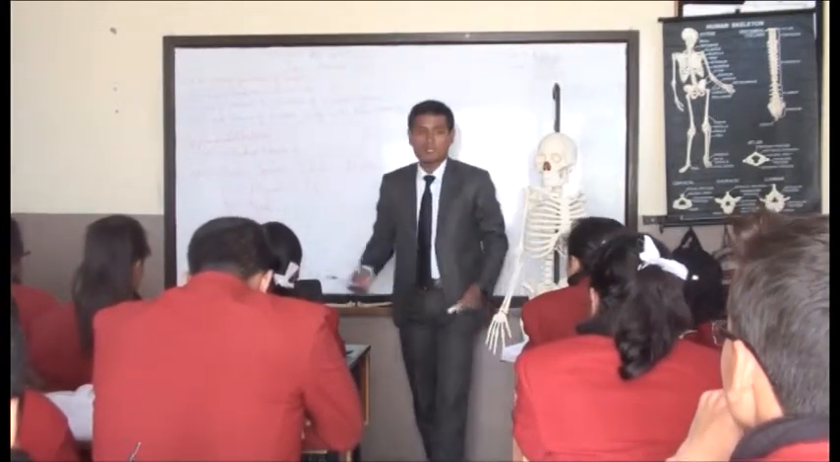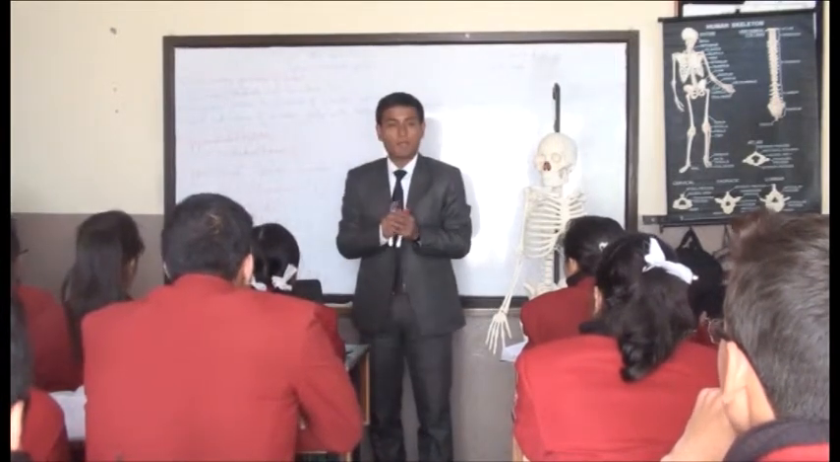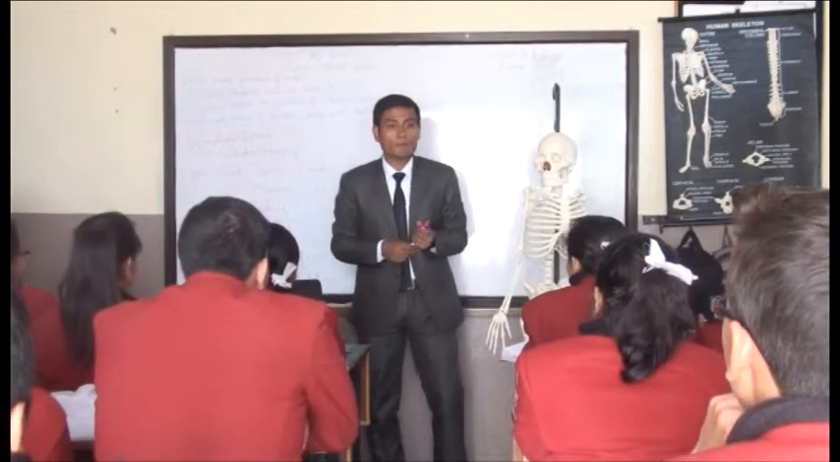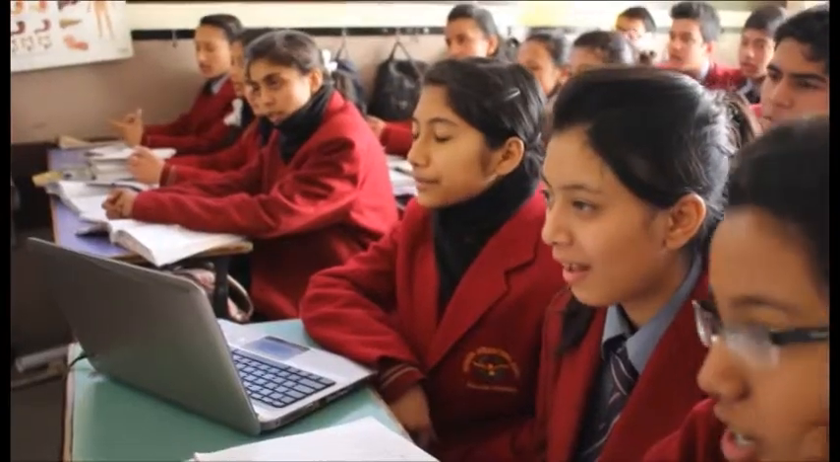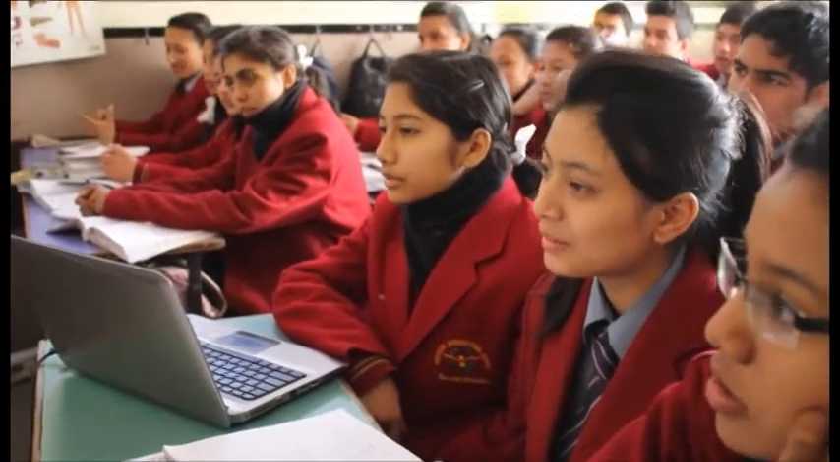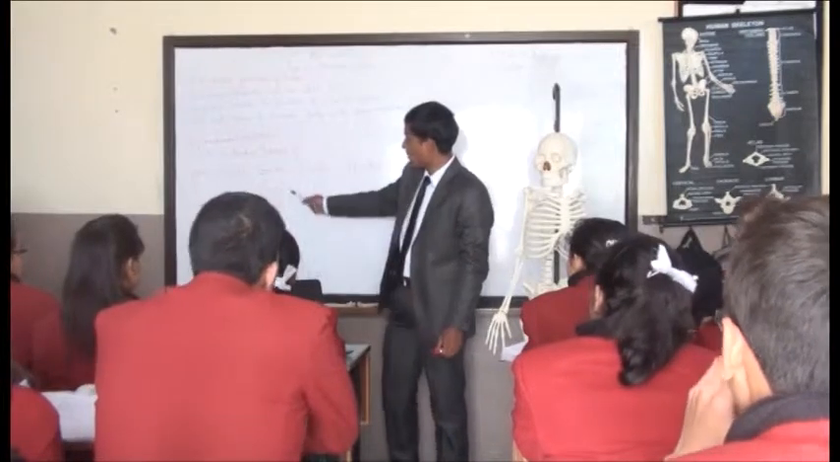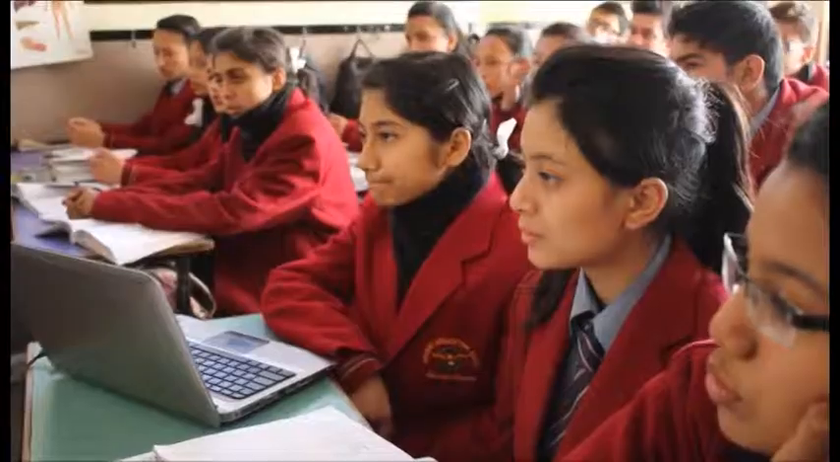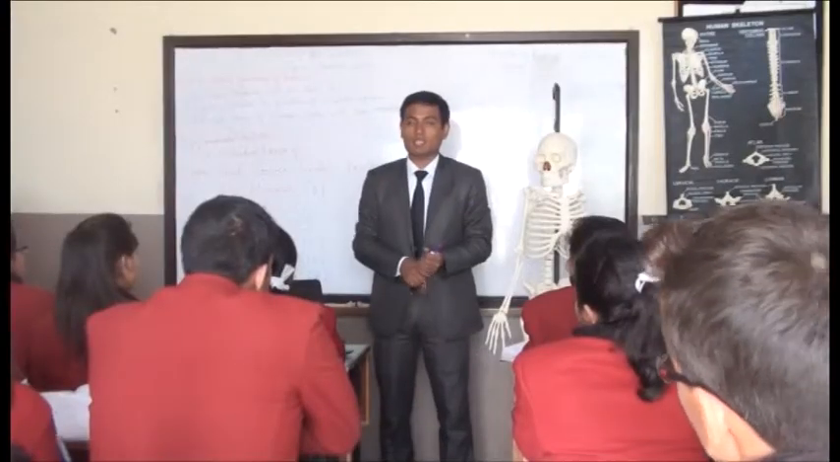The combination is HRUCMP. Let's see. Humerus, radius, ulna, carpals, metacarpals, phalanges. Their numbers: 2, 2, 2, 16, 10, 28. Altogether 60 bones are there in our hand.